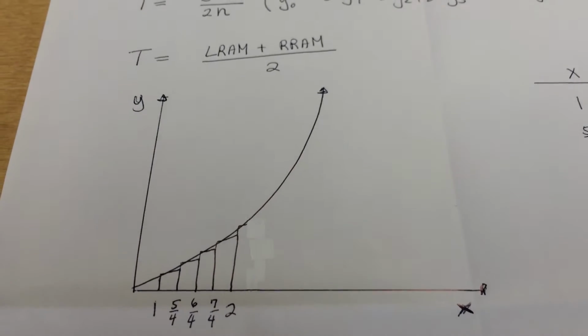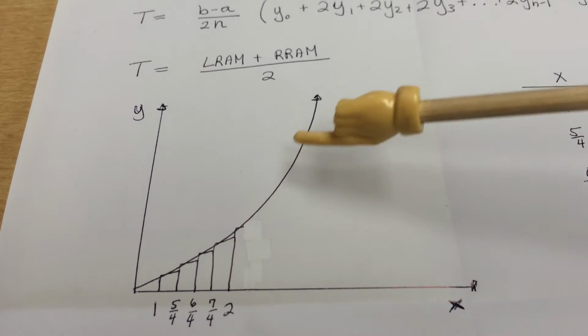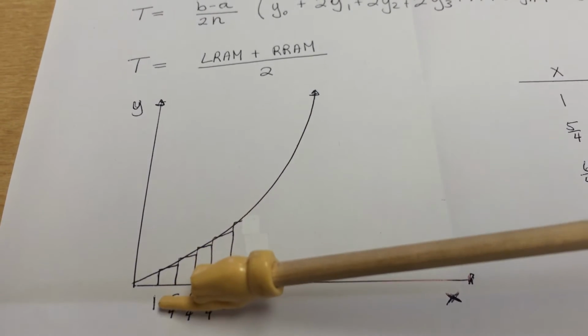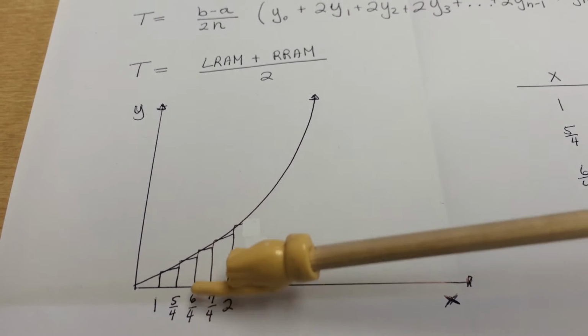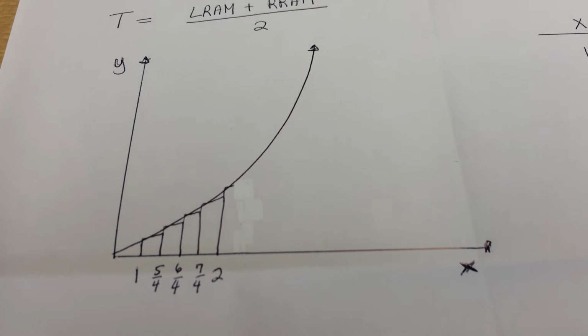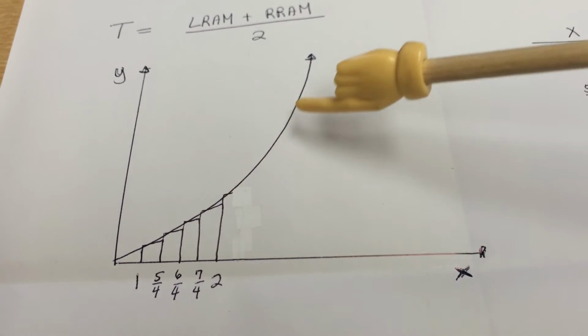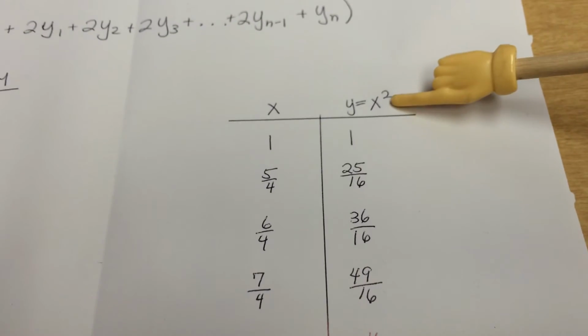So if I take this picture right there, I have this parabola, and I'm going to use the intervals 1, then 5 over 4, 6 over 4, 7 over 4, and then 2. So we're going to take those numbers and put them into the parabola equation right there.